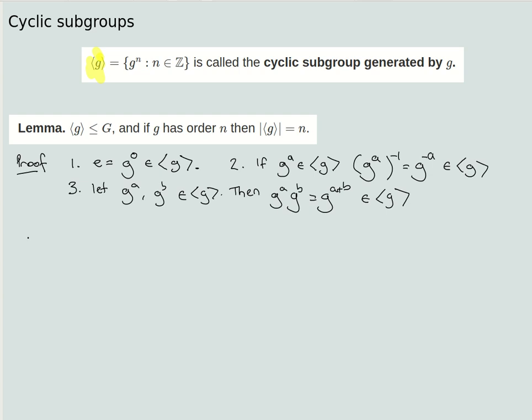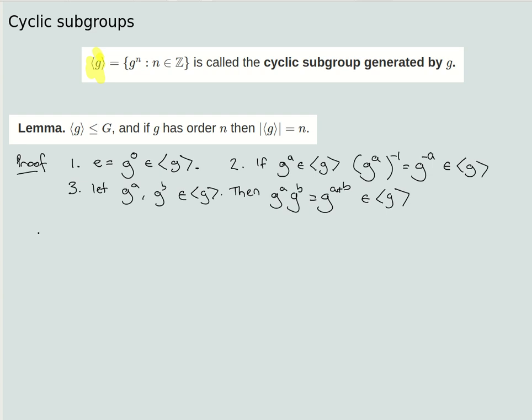Okay, so the next part of the proof is to show that the size of this cyclic subgroup equals the order of the element little g. So when the order is infinity, when g has infinite order, this is clear. All of the elements g, g squared, g cubed, and so on are distinct. So you've got infinitely many things inside the cyclic subgroup, so of course it has infinite order. So the interesting case, the case where we've really got a problem, is when g has finite order, so when this n is actually an ordinary finite number.